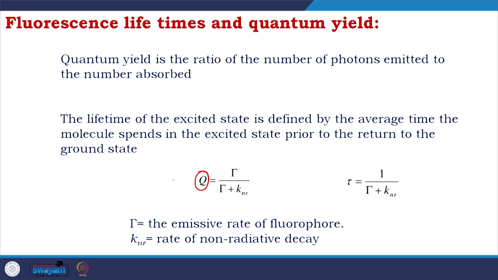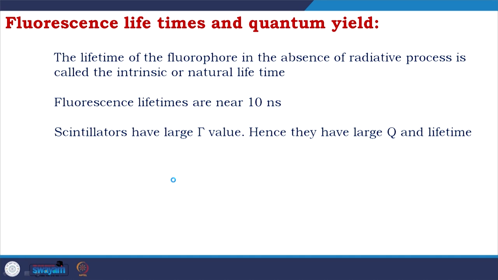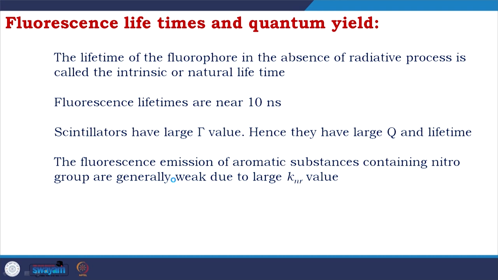Fluorescence lifetime and quantum yield. The lifetime of a fluorophore in the absence of non-radiative processes is called the intrinsic or natural lifetime. Fluorescence lifetimes are near 10 nanoseconds, as we have shown earlier. Scintillators have a large Γ value, hence they have a large quantum yield and short lifetime. The fluorescence emission of aromatic substances containing nitro groups is generally weak due to their large k_NR value. τ_n equals 1 by Γ. So, it is inversely proportional.